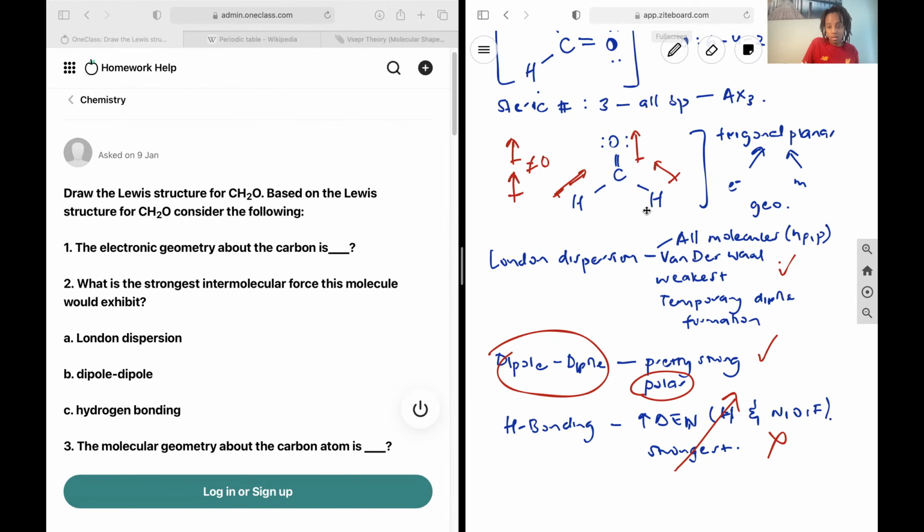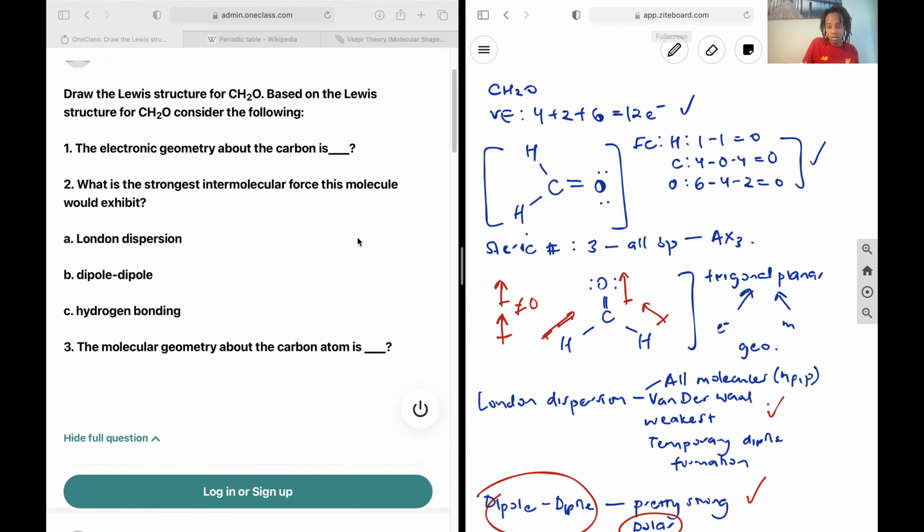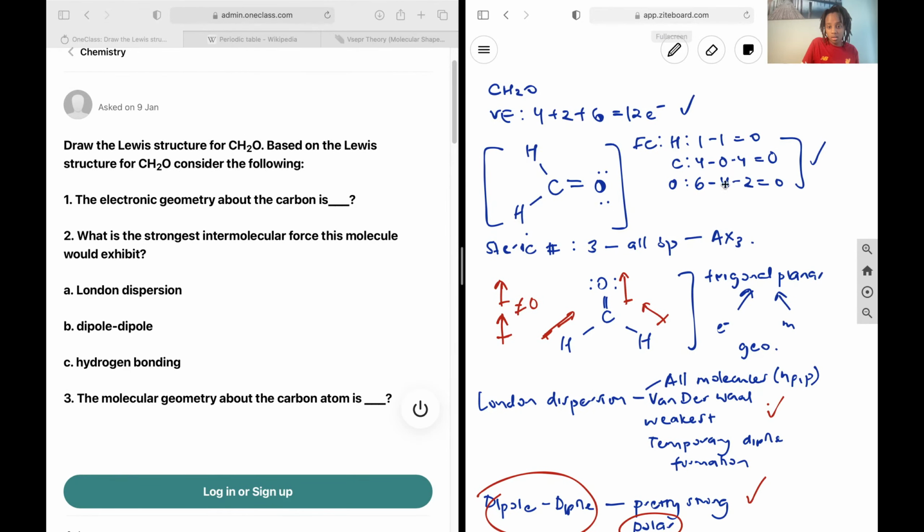And then lastly, we are asked for the molecular geometry. And we've already determined it. It's the same as the electron geometry because of the fact that there's no lone pair. So it's going to be trigonal planar too.